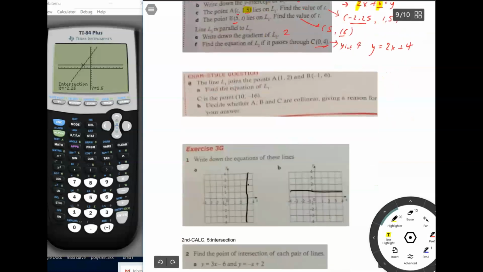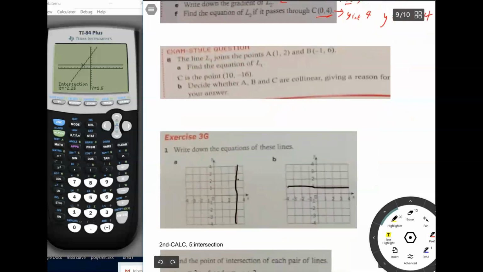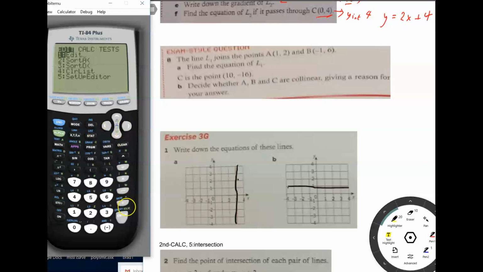Okay, number 8. The line L1 joins the points 1, 2 and negative 1, 6. Find the equation of L1. Now remember, this appears with algebra to be one of the hardest possible linear equation questions, but with the calculator, it's one of the easiest ones, because all we need to do is program these two ordered pairs into the calculator, and the calculator will automatically give us the equation.